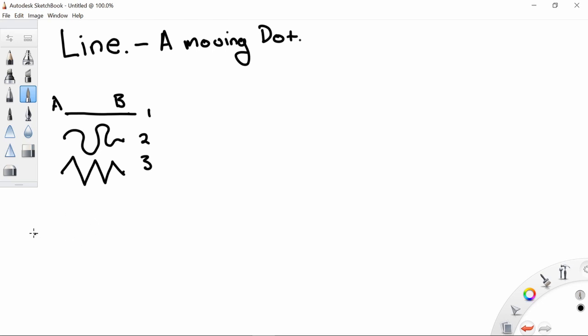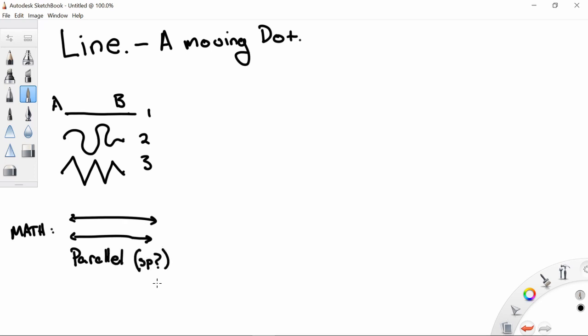In math, put math over here. If two lines travel in the same direction, and if they were to be perfectly straight, I know they're not, but in theory they are perfectly straight, and they go on forever, and they never hit, they would be called parallel. Spelling error possible there. In art, if two lines follow the same path, they are said to share the same contour.